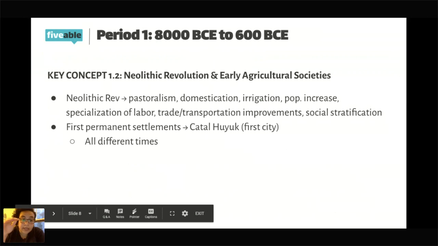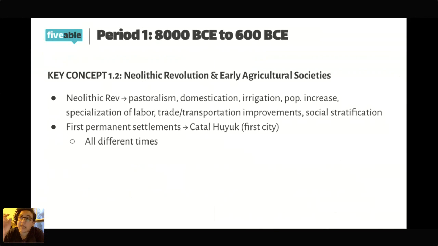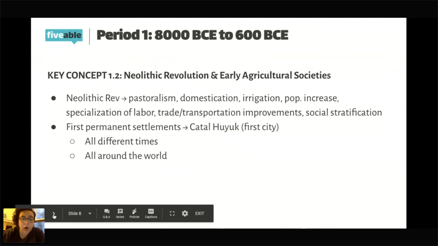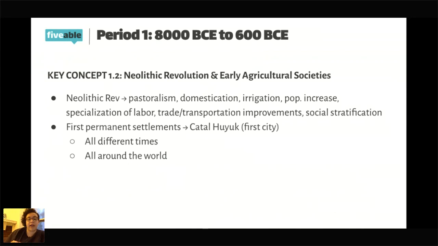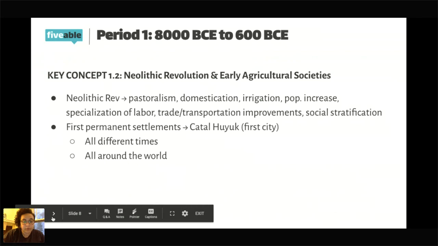Okay, but one of the interesting things that we see is that this happens all around the world at all different times. Everywhere in the world, permanent settlements spring up after the development of agriculture, even though the settlements in the Americas will happen later. That's just because of migration times. It just literally took longer for humans to get to the Americas. Therefore, there were more years before agriculture, before civilizations.